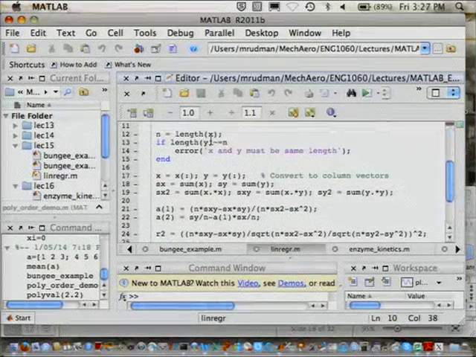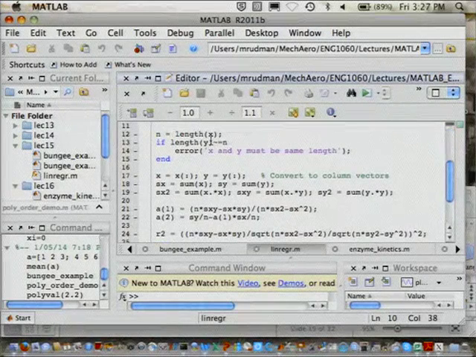Do x and y have the same length? In other words, are there the same number of x points and y points? If there aren't, then there is something wrong. We better not do anything on this data; we better throw an error message and get out. One of the things about good programming practice is you always trap things like this. You don't let them pass.